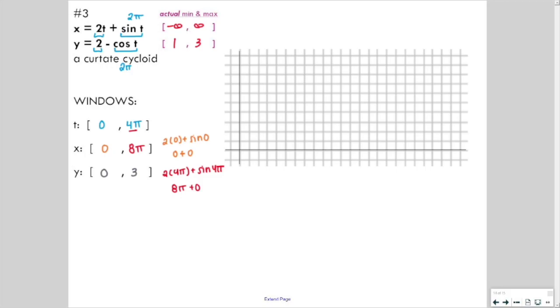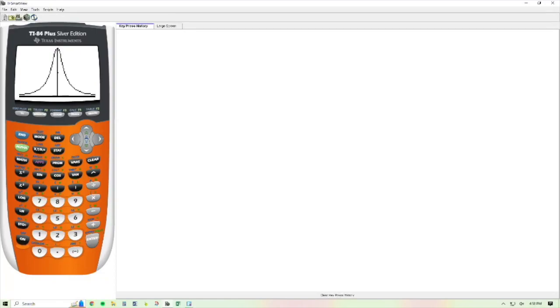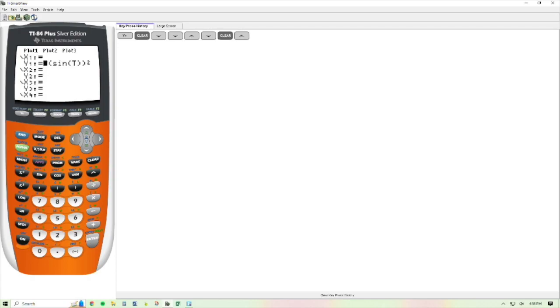All right, we're going to move all of this over to our graphing calculator, and we're going to take a look, and then we'll get it back on the graph. Okay, for number 3, I've got to use a different calculator here. I'm going to go back and clear out the equations for number 2, and we are going to type in the equations for x and y.